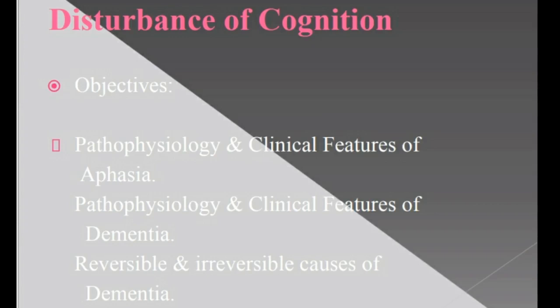Today the lecture is about disturbance of cognition. The objectives of this lecture are to recognize the pathophysiology and the clinical features of aphasia, to recognize the pathophysiology and the clinical features of dementia, and to list the reversible and irreversible causes of dementia.